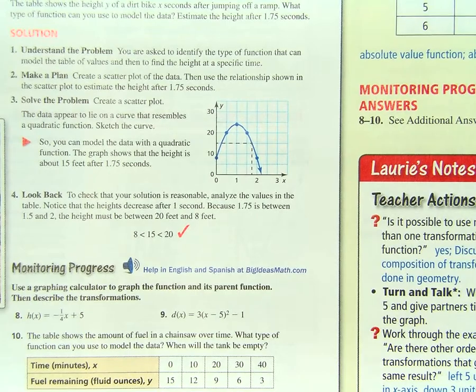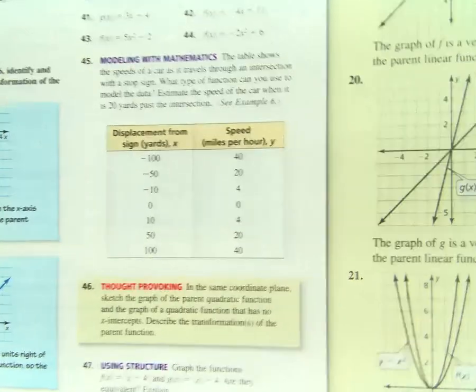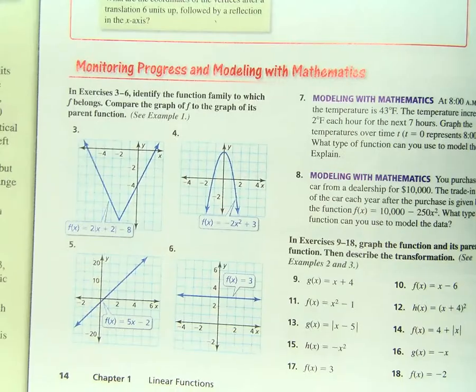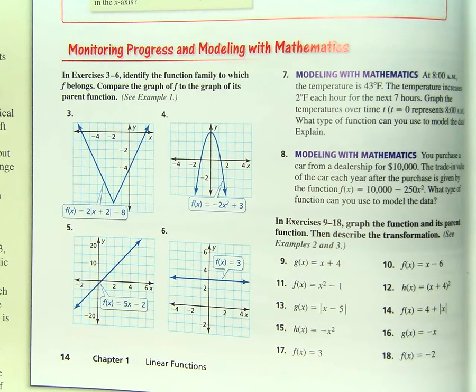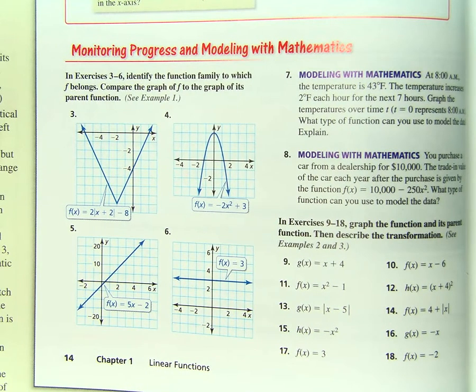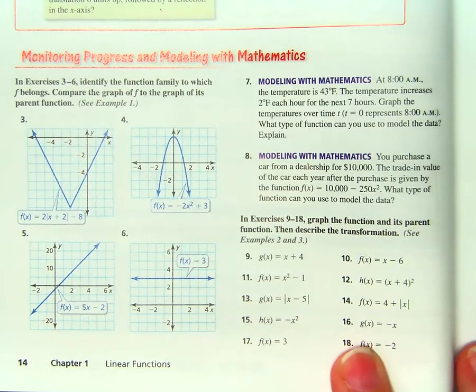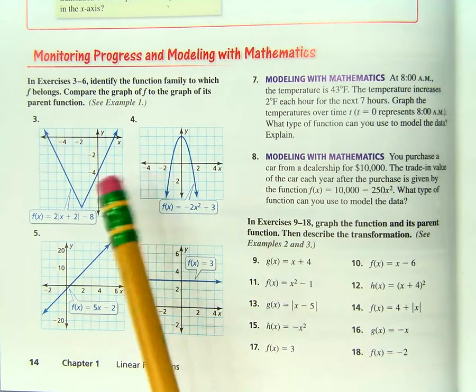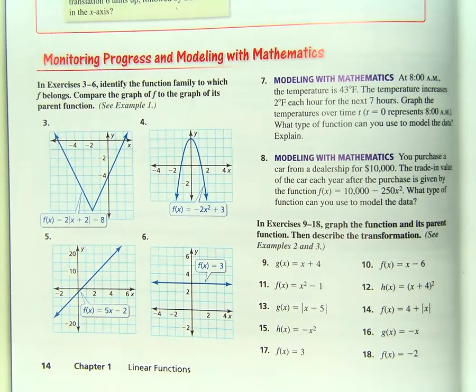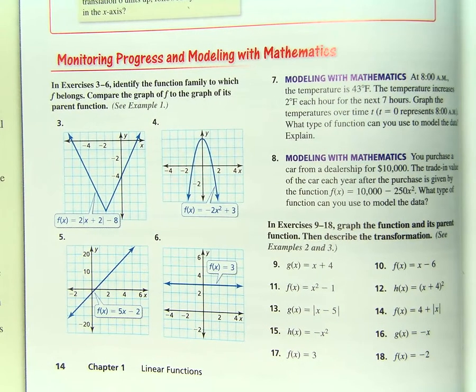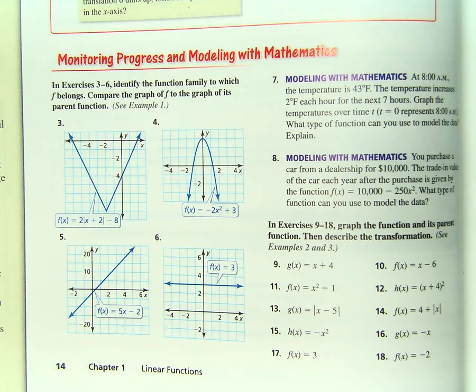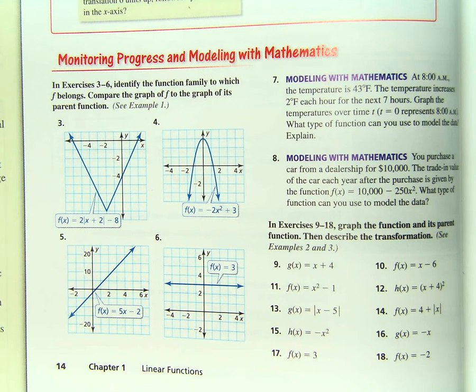So on the next page, actually the next page after that, we have some example problems to look at. The directions on 3, 4, 5, and 6 say identify the function family. So let's do that first. Identify the function family to which each function belongs. Can somebody tell me the function family for 3? Absolute value, okay? Somebody else tell me the function family for 4. Quadratic. Anybody agree with that?